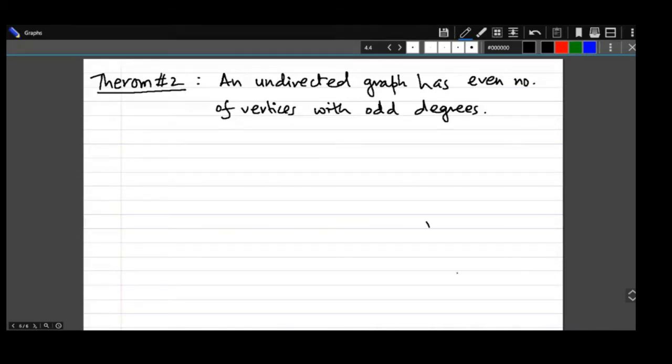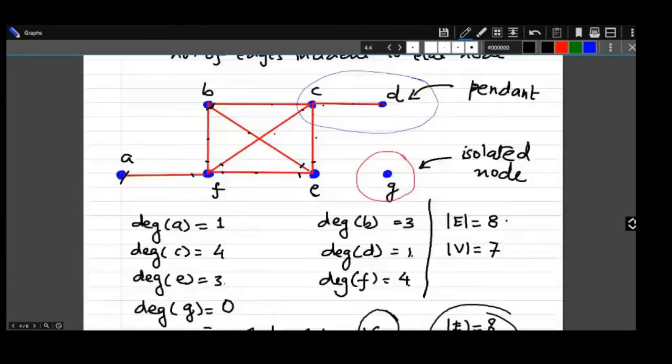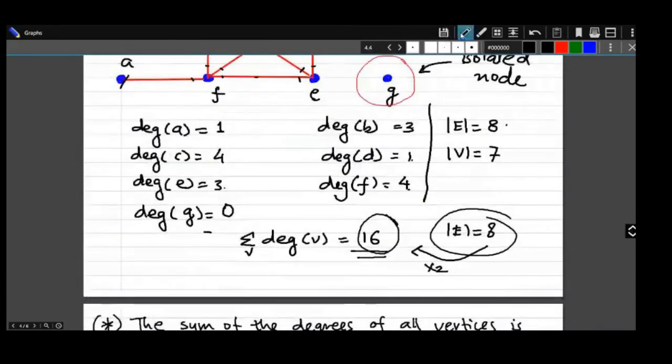Okay, let us see it in our example. Here I'll just highlight it. This is odd degree, this is odd degree, this is odd degree, and this is odd degree. So how many vertices are there with odd degree? 4. So there you always have an even number of vertices having odd degree.